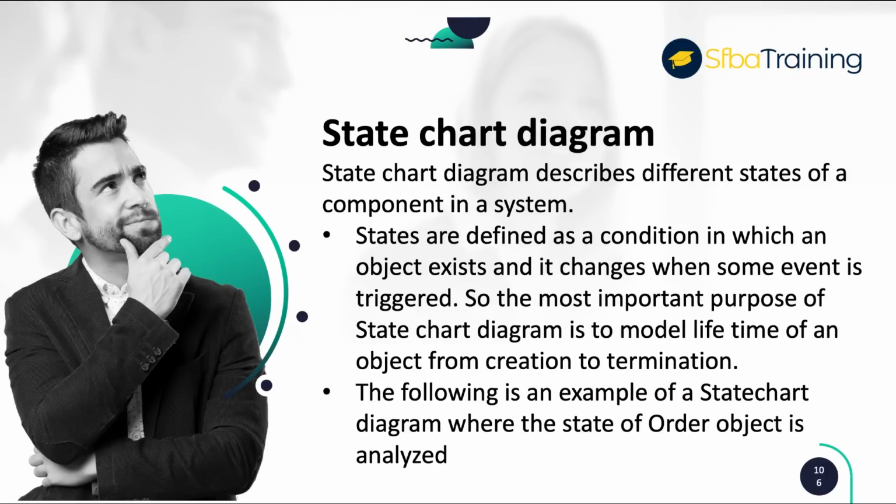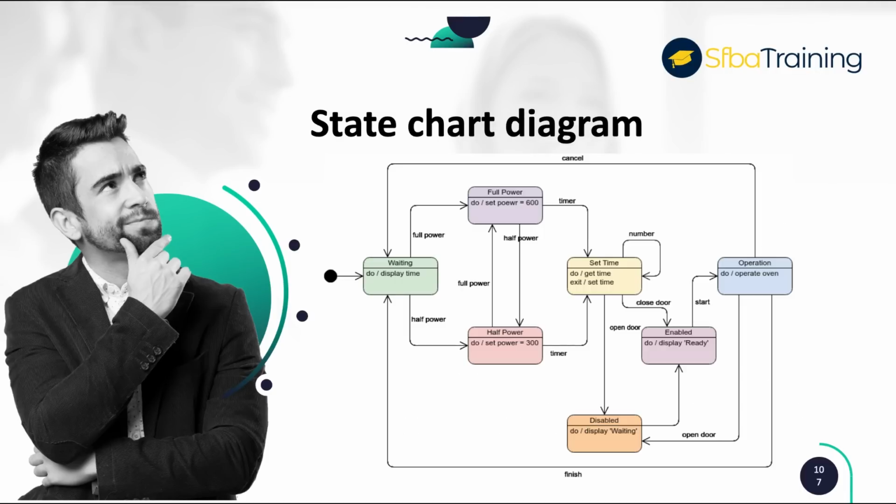Another type of diagram created by the BA is the state chart diagram. A state chart diagram describes different states of a component in a system. States are defined as a condition in which an object exists and it changes when some event is triggered. So the most important purpose of the state chart diagram is to model lifetime of an object from creation to termination. The following is an example of a state chart diagram where the state of order object is analyzed. Here is a sample state chart diagram.